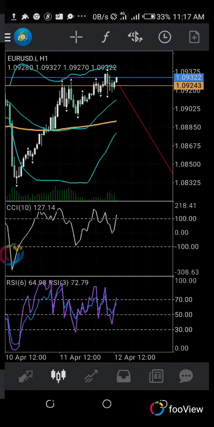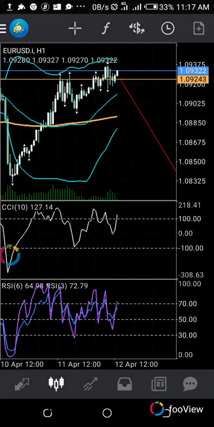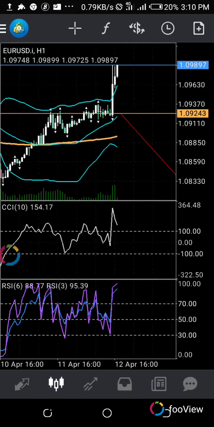And what else? Yeah, again we have a break to the upside. We have the W pattern, you see we have two fractals formed, and the market moved up. Very crazy. It moved very fast. As you can see, it pumped to the upside.